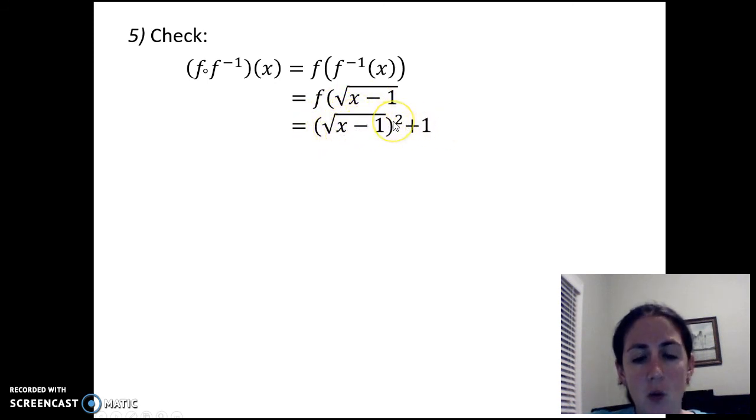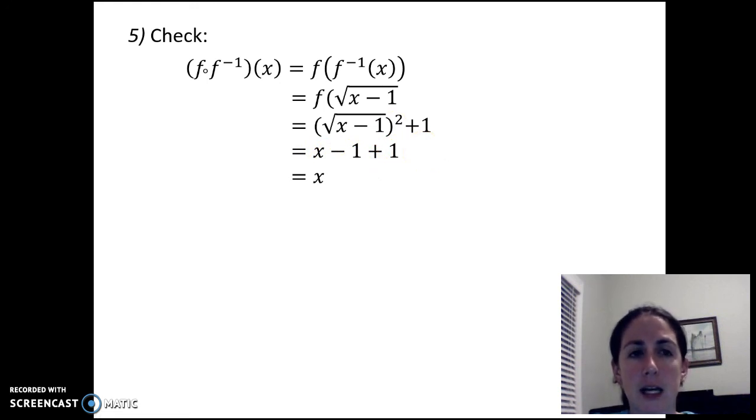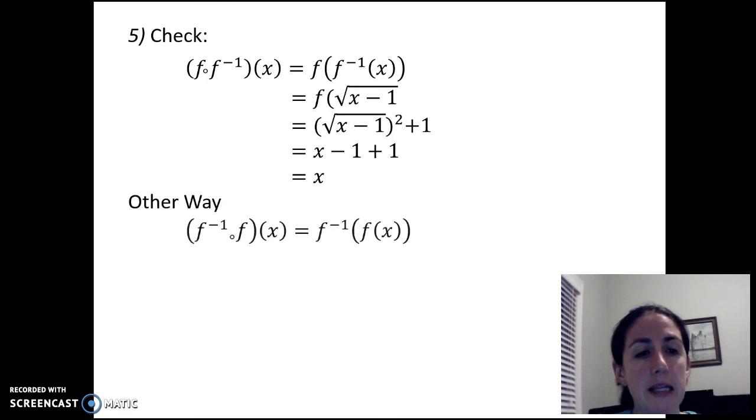The square root and the square cancel, and we're left with x minus 1 plus 1. Those cancel, and we're left with x. So when we composed f and f inverse, we were just left with x, so that's a good start. But that's not enough. We still have to check the other way. We still have to check that f inverse composed with f gives us x.